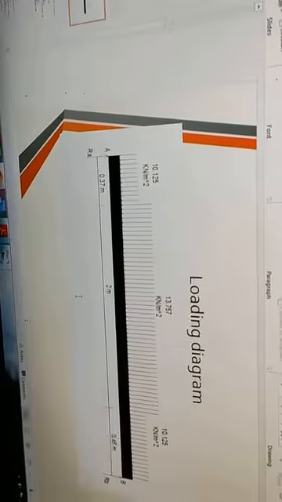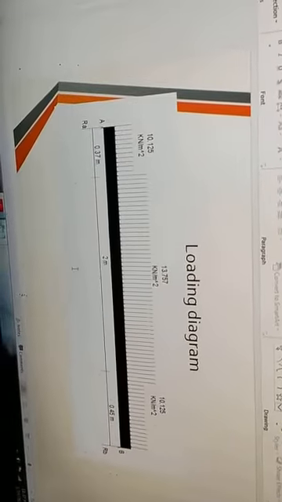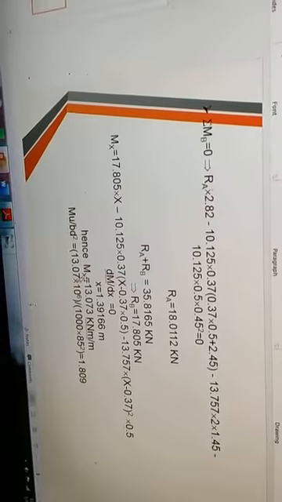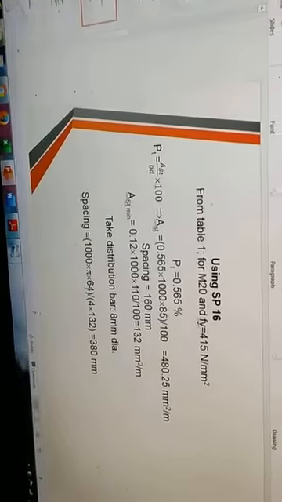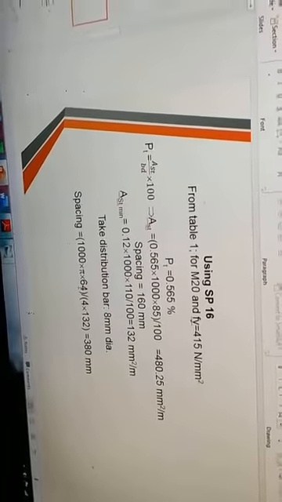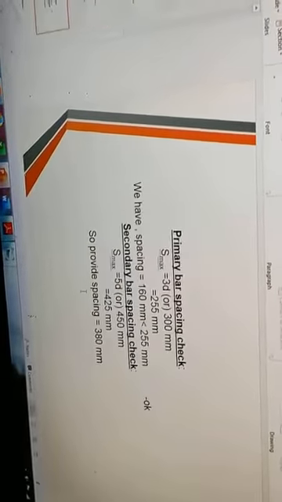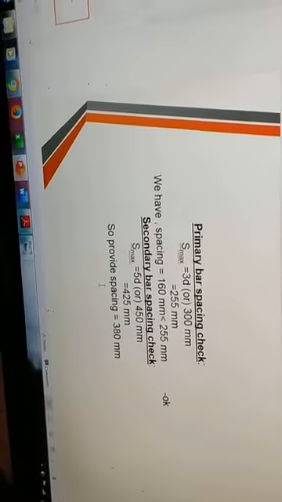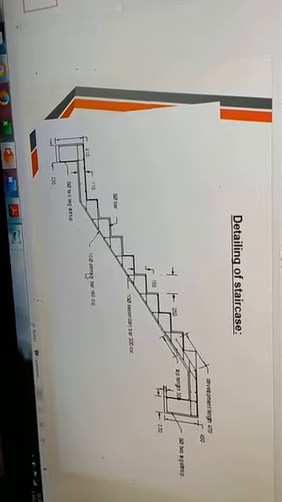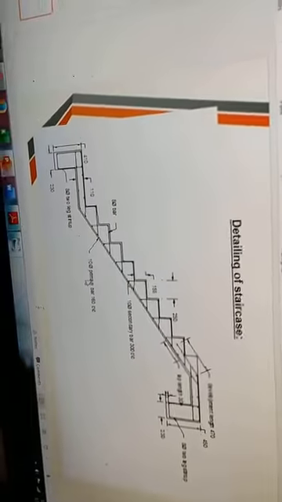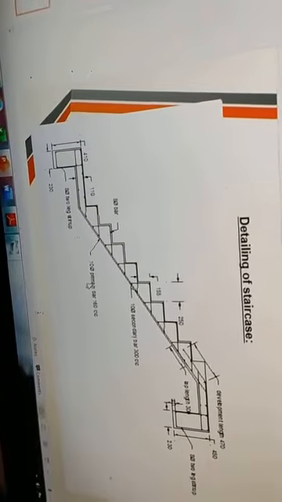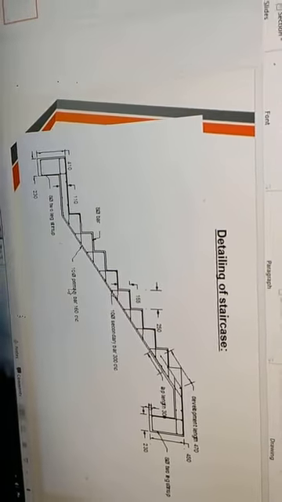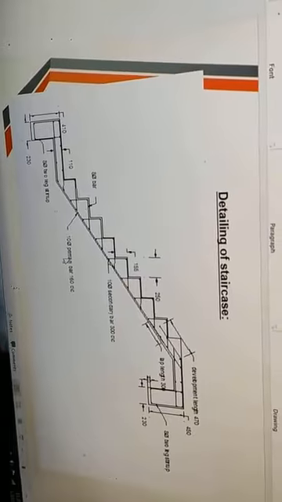So this is the loading diagram. Hence we calculate the maximum bending moment, and there we can calculate our Ast, that is the area of reinforcement, and then we calculate our spacing and secondary spacing. And this is the detailing of the staircase. By completing the designing part, you can see the detailing of the staircase.